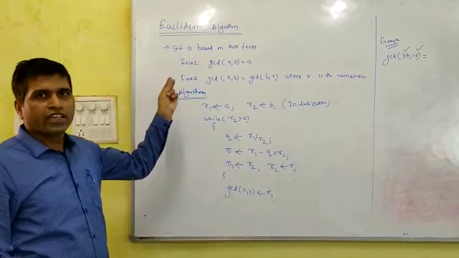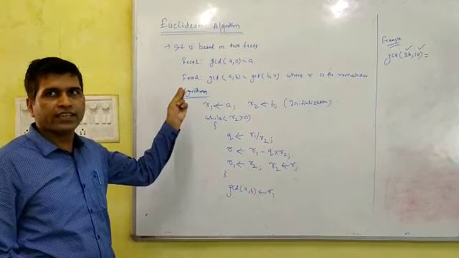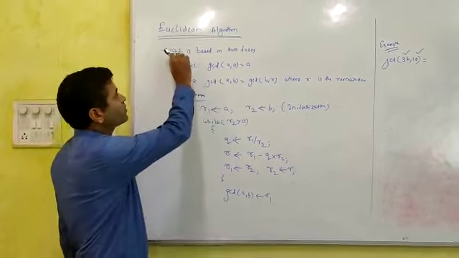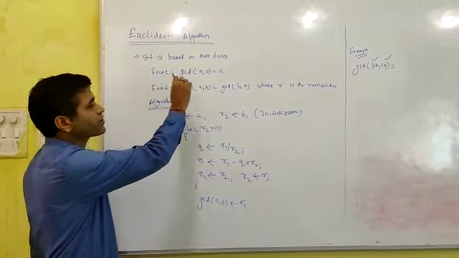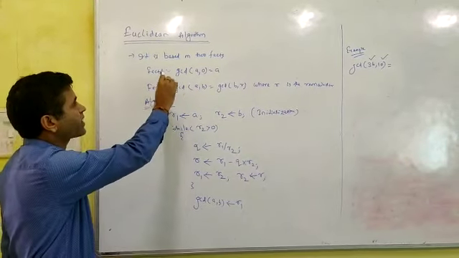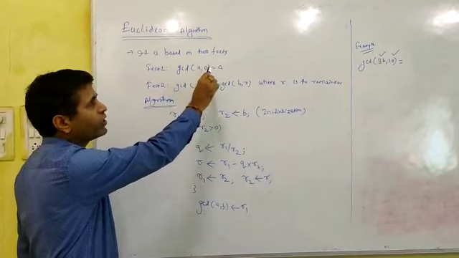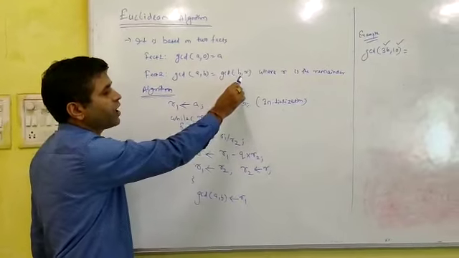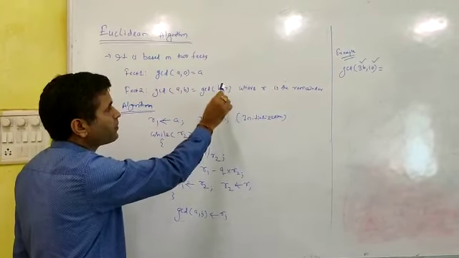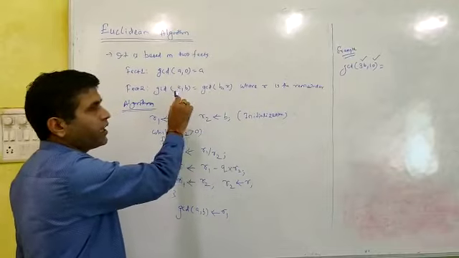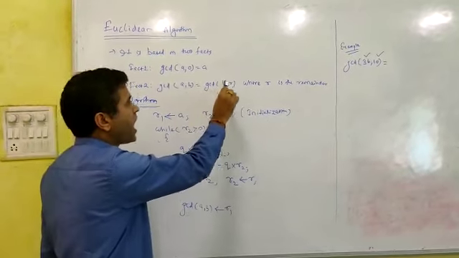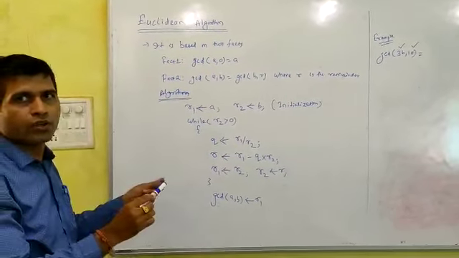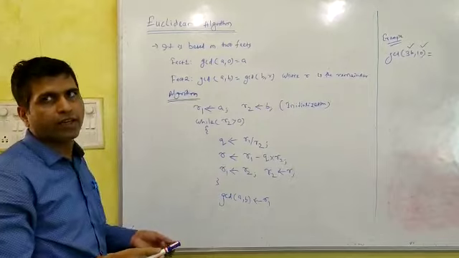So today I want to explain how to find the GCD, greatest common divisor, using Euclidean's algorithm. It is based on two facts. Fact 1: GCD of a comma 0 equals a. Fact 2: GCD of a comma b equals GCD of b comma r. Here a and b are known, but r is unknown. r is the remainder, which we get by dividing a by b.